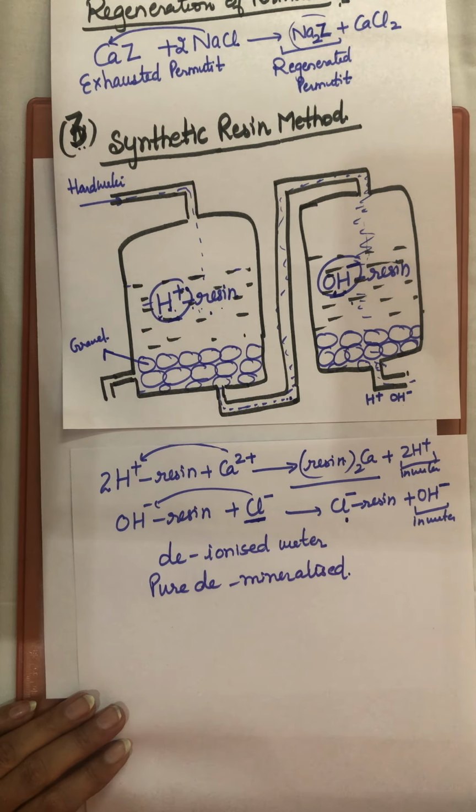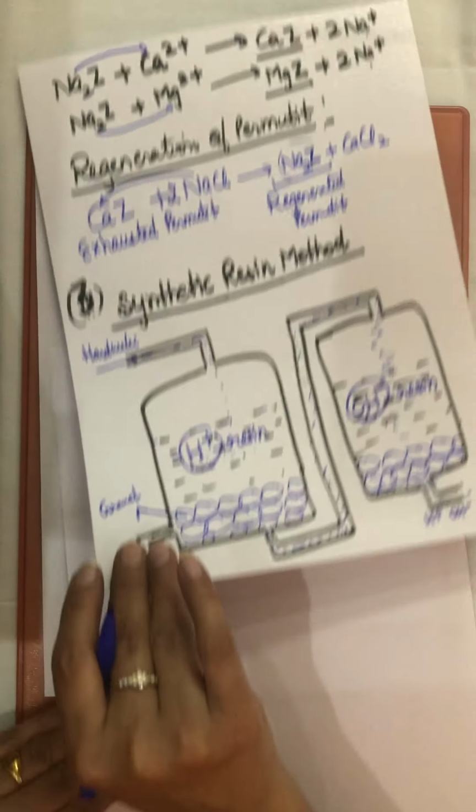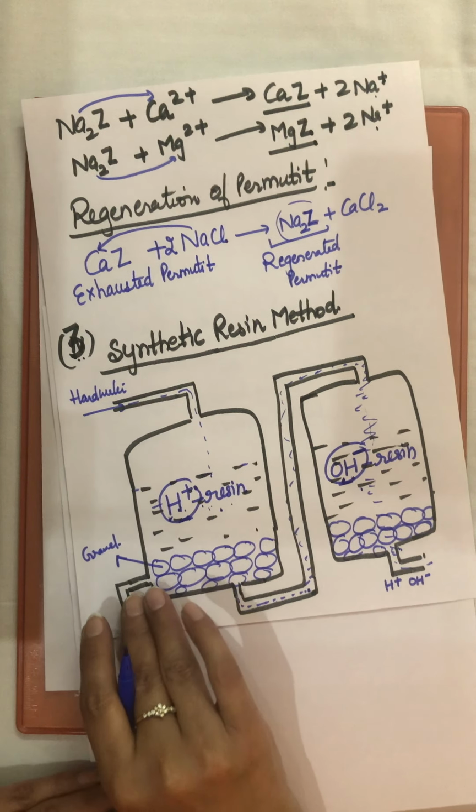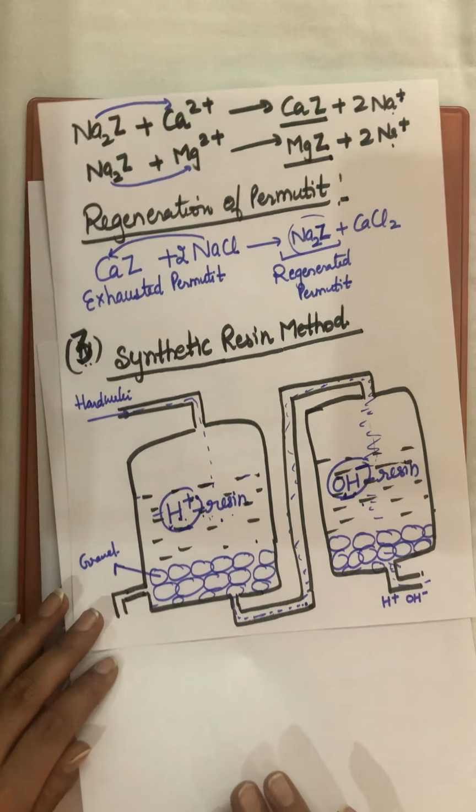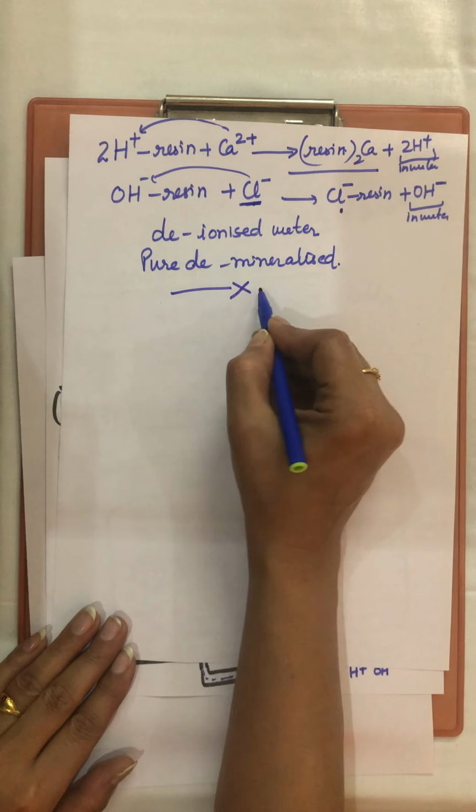So these are the three methods to remove the permanent hardness in water. First method is the washing soda method, second method is the ion exchange method, and third method is the synthetic resin method. So there are three methods to remove permanent hardness of water. So this is for today.